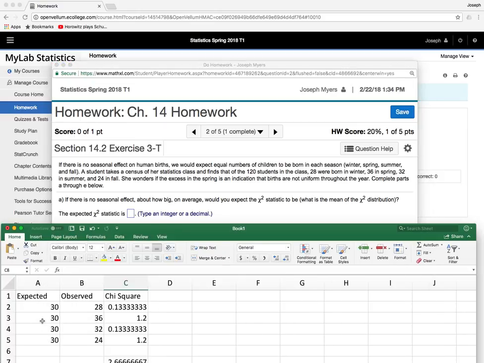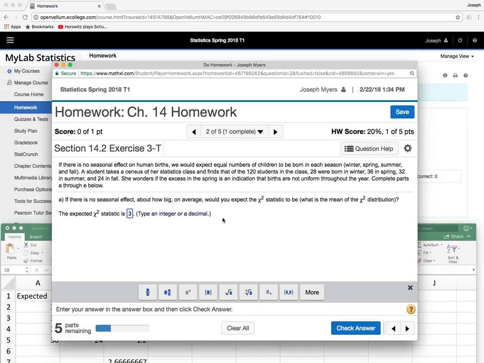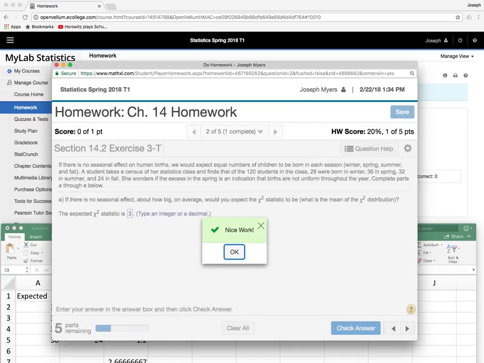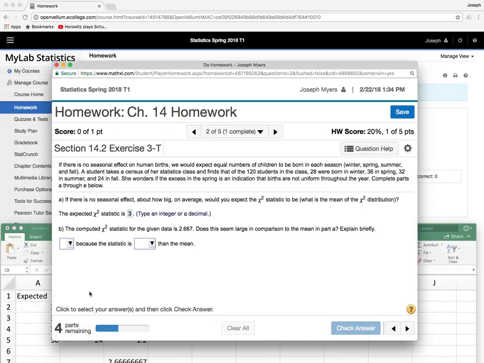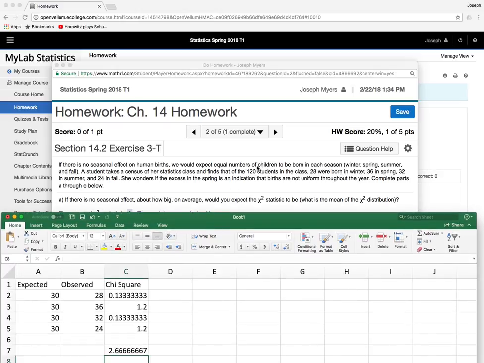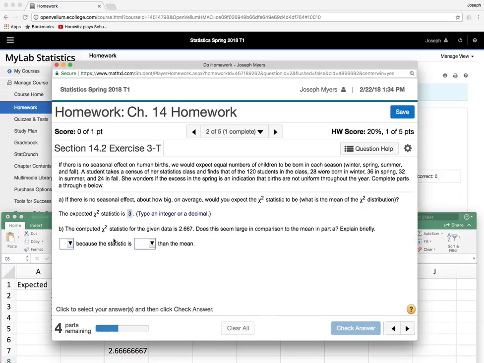And how many degrees of freedom are there? There's 4 categories, so there should be 3 degrees of freedom. I forgot about that. So the expected, or the average, chi-square value is the same as the degrees of freedom. And so now it's asking us for the computed chi-square statistic. It's 2.6, so I guess I did all that work for nothing. The computed chi-square statistic for the given data is 2.667.